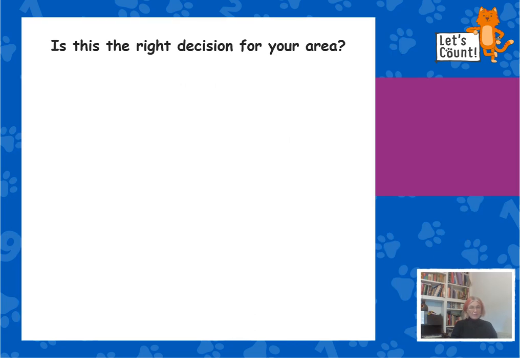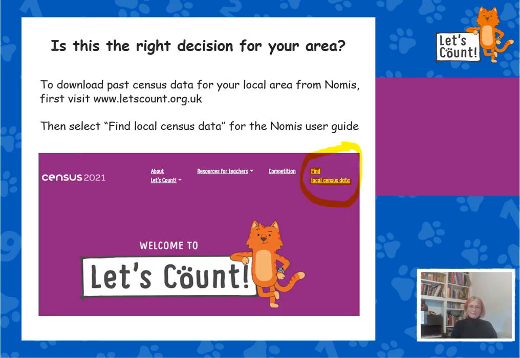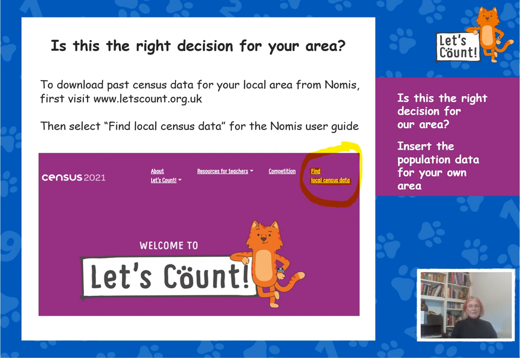What about where you live? Use the NHS website to find the data about the ages of people who live in your area and decide whether your decision is still the right one now you know about the ages of the population in your area.